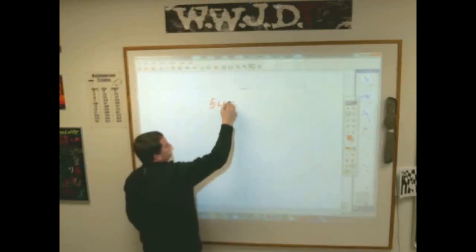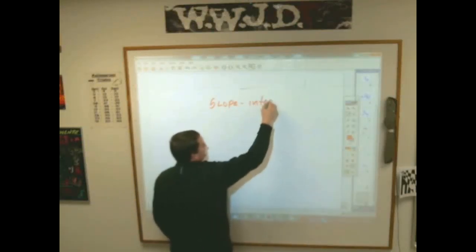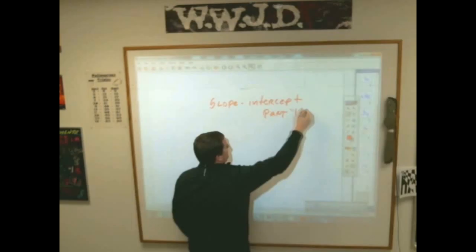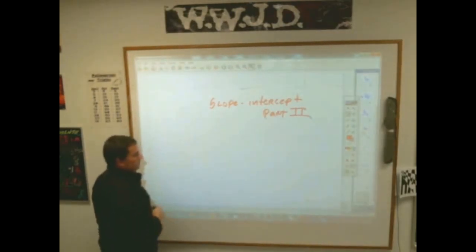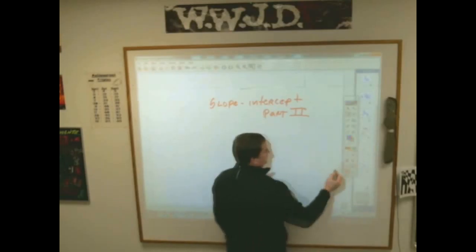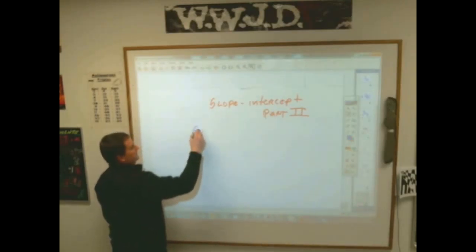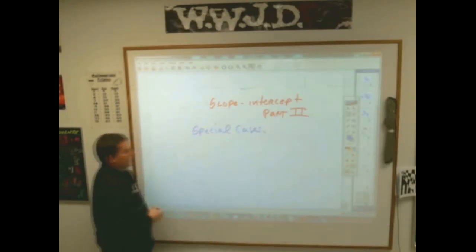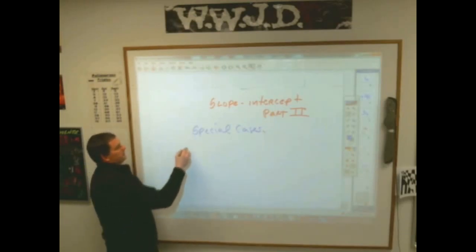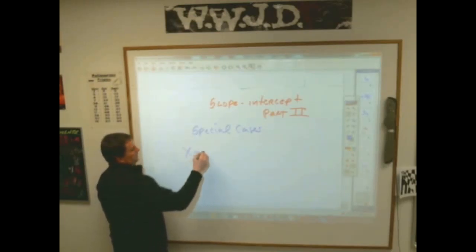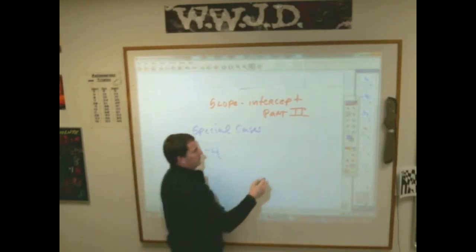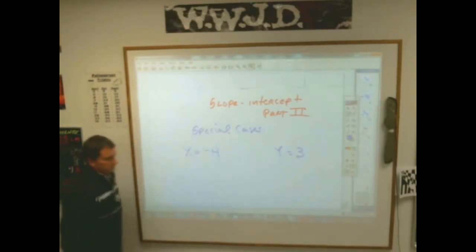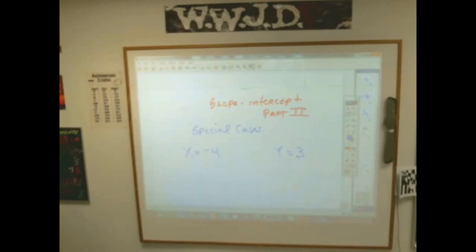Y-intercept form, part 2. And for some reason we always put Roman numerals when we talk about part 2. Just special cases. And the two special cases we're going to talk about are this. What happens if they tell you to graph x equals -4? And what happens if they tell you to graph y equals 3? Special cases.